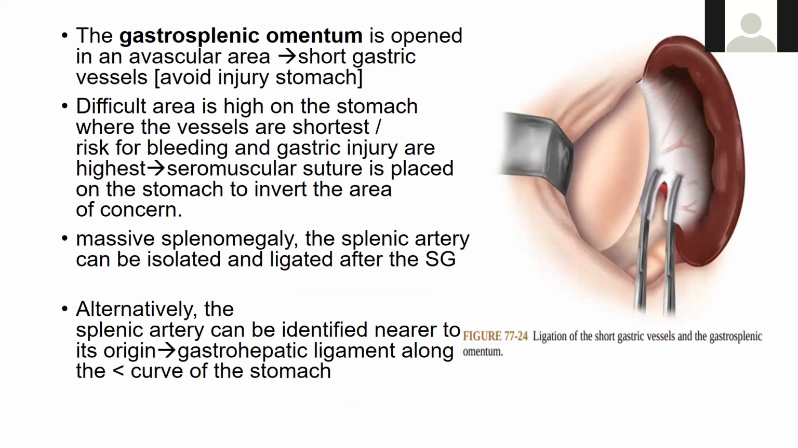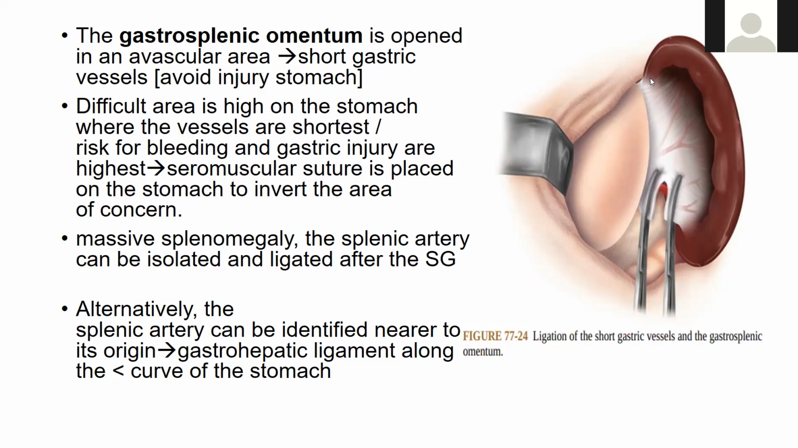As we mentioned, the ligament attachments that come from the stomach to the spleen carry the short gastric vessels. They usually say you try and open up from an area that's avascular, and you try and get control of your short gastric vessels, but be very mindful of your stomach. As you approach the upper surface of the stomach, the vessels get very short, so there's a high risk of bleeding. Apart from bleeding, you have a higher risk of causing an iatrogenic injury to the stomach. So when in doubt, where you might have been too close to the stomach, you can place seromuscular sutures there and invert the area.